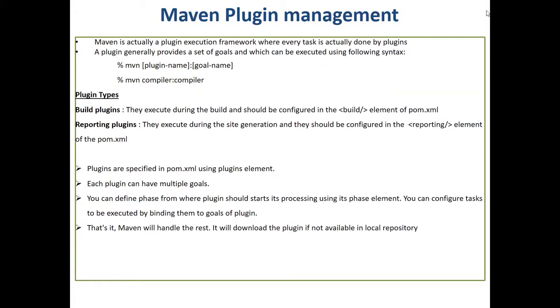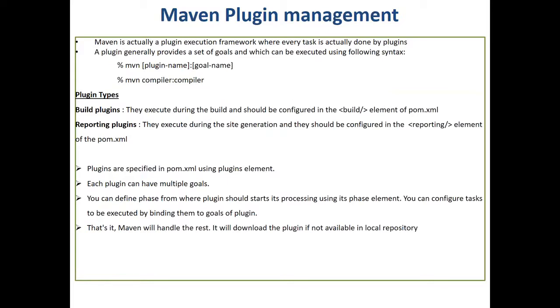So the plugin can basically be classified into build plugin and reporting plugin. A build plugin is nothing but a set of plugins using which you will be doing a build activity. All the default phases of Maven's lifecycle will internally call a plugin, right? So everything is going to be a part of a plugin.